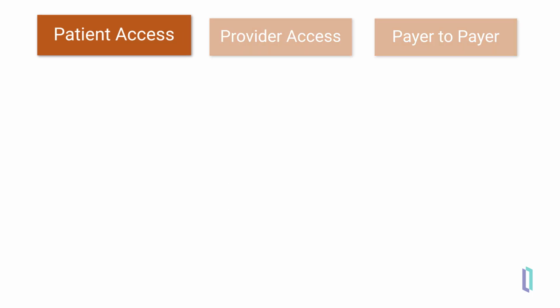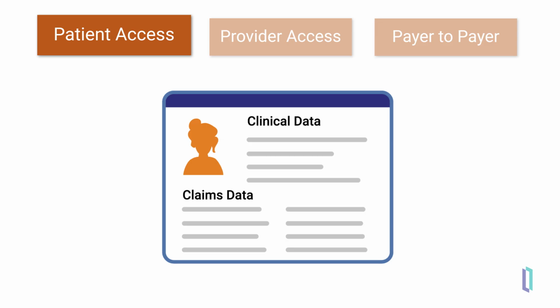The Patient Access API enables members to view their own data through authorized third-party applications. This includes data such as previous claims, prior authorization requests and status, and clinical data maintained by their health plan. With access to this information, members have more transparency into their own medical care.